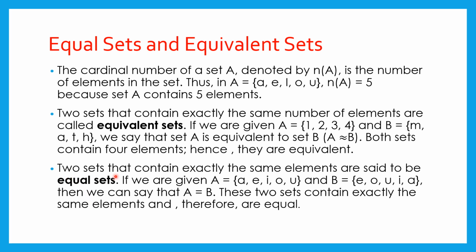Now, when can we say that sets are equal? Two sets that contain exactly the same elements are said to be equal sets. If we are given set A with elements A, E, I, L, U and set B with elements E, O, U, I, A, then we can say that set A is equal to set B. These two sets contain exactly the same elements and therefore are equal.